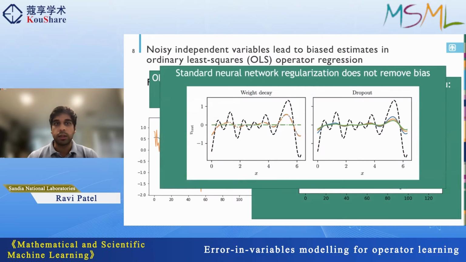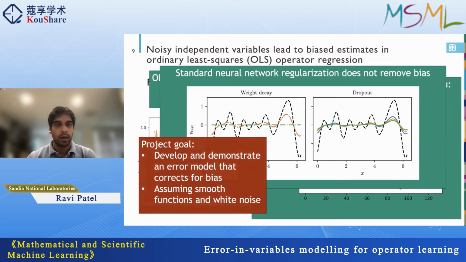And it turns out that standard neural network regularization techniques can't remove this bias. So I'm showing weight decay on the left and dropout on the right, and both of them still fail to recover the action of the true operator. We still underpredict the action of the true operator. So the goal of this project was to develop an error model that can correct for this bias. We assume that the underlying functions are smooth and that the data we're working with is those functions corrupted with white noise.